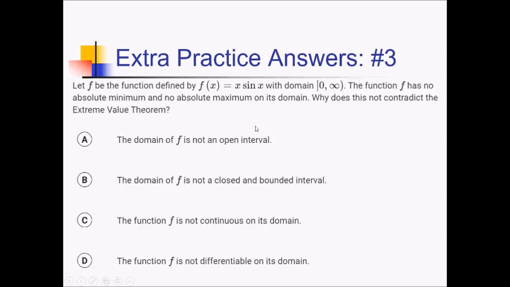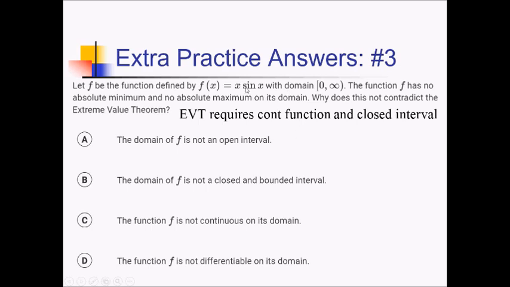On this problem, we're given the function f as x times sine of x with a domain of 0 to infinity, and we're told that there's no absolute min and max on the domain. Why does this not contradict the extreme value theorem? Well, first we have to remember what the extreme value theorem says. It says that if your function is continuous and it's on a closed interval, which the EVT requires both of these, then we're guaranteed to have an absolute min and max. And yet we don't have one. So which one of these conditions is being violated in this problem?